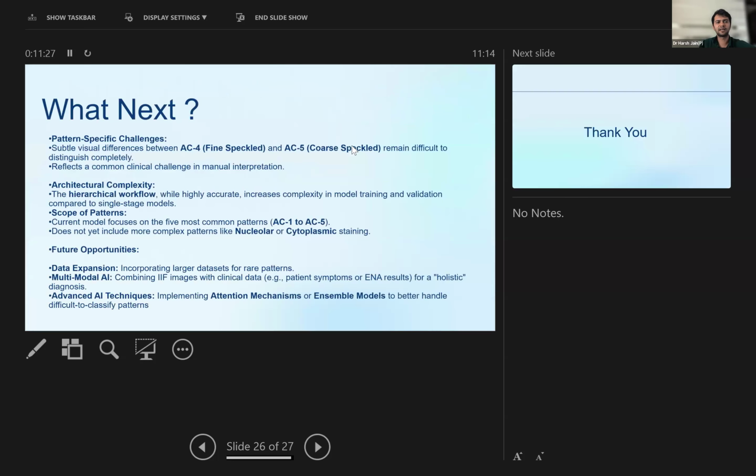So what lies next in this? We know that there are subtle visual differences between AC4 and AC5, and it remains difficult to distinguish them completely. The scope of further AI research is that we had only chosen five common patterns. We had not included nuclear patterns or mixed patterns because we wanted to see how our AI model does with the simple ANA patterns. So the future opportunity lies in that we can include a larger data set for rare patterns.